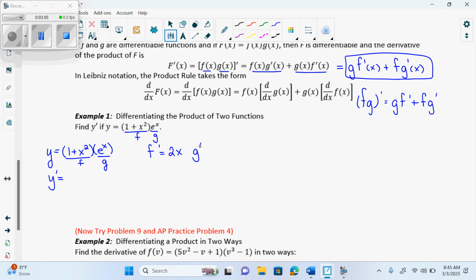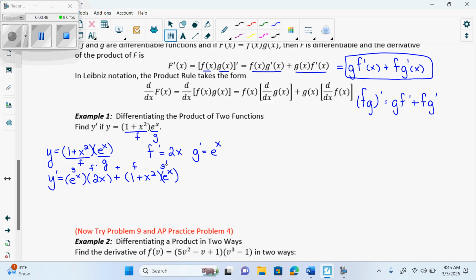And then what's the derivative of e to the x? E to the x. So we're going to get g, which is e to the x, f prime, which is 2x, plus f, which is 1 plus x squared, times g prime, which is e to the x. So this is g f prime plus f g prime, technically, is what we did, right? We just filled it into the formula. G f prime plus f g prime.